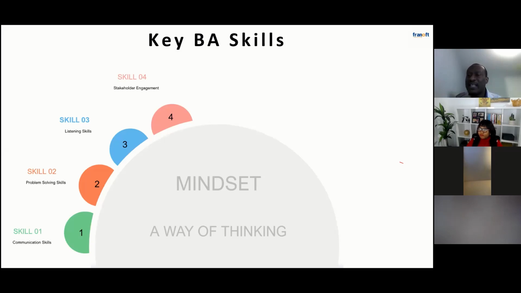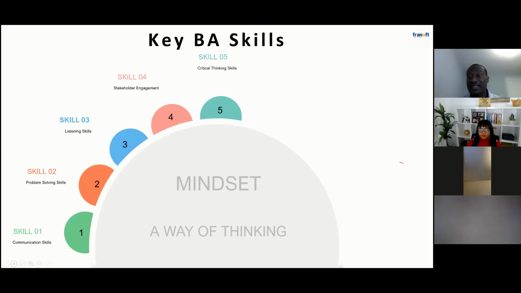So you need to have stakeholder engagement skills. How do you engage people? Emails that you send to them, analysis. What kind of stakeholder is this? How often should this stakeholder be engaged? How should I engage this stakeholder? So that's another very important skill that a business analyst should have.